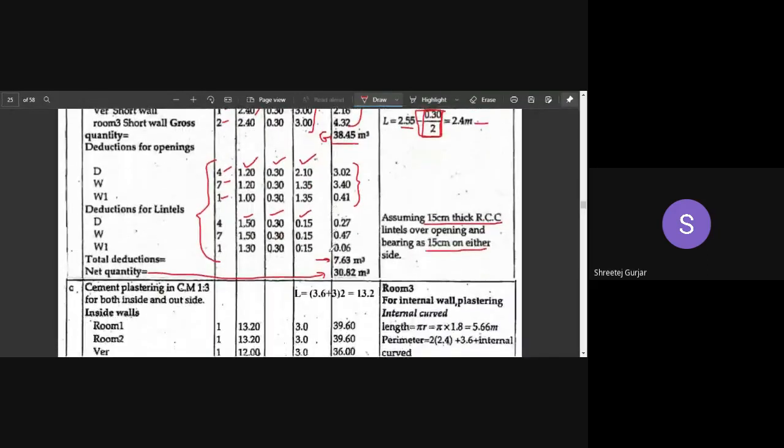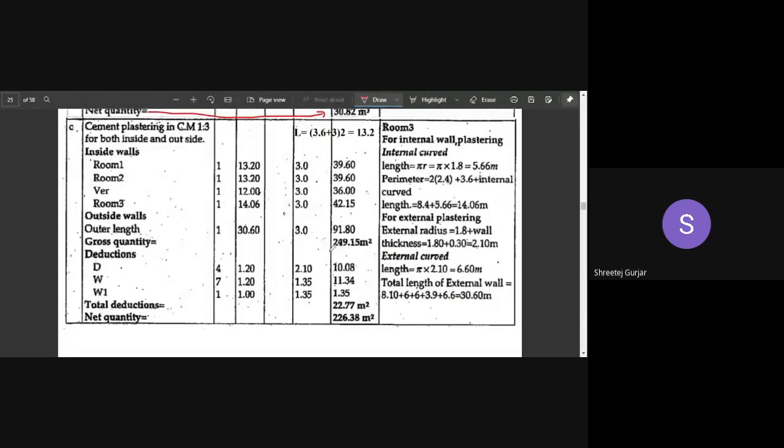Moving on to the last, the third quantity which they have asked us to calculate, is cement plastering, for both the inside wall as well as the outside wall. For inside walls, we need to calculate for room 1, room 2, veranda, which is provided, and room 3.